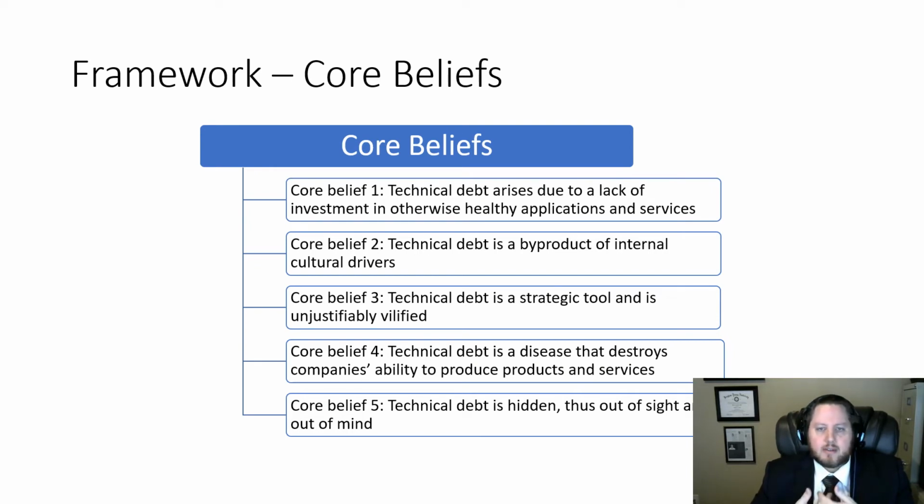The third is that technical debt is a strategic tool. This seemed most prevalent in startups and small companies that were attempting to deliver minimum viable products and accepting technical debt because they didn't have the funding to go and remediate it. The fourth is that technical debt is a disease that destroys companies. We see this a lot in larger companies that have large amounts of technical debt and can't compete with smaller companies. And the fifth is that technical debt is hidden. And the belief here is that technical debt exists not because conscious decisions are made, but because it's out of sight and thus out of mind.